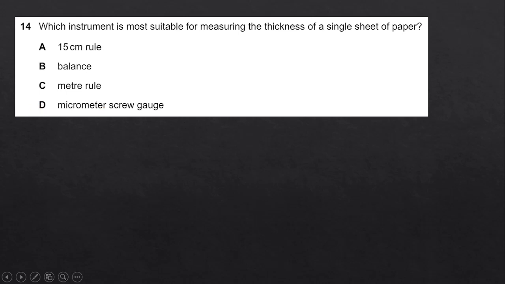Let's look at question 14. Which instrument is most suitable for measuring the thickness of a single sheet of paper? So the thickness of a single sheet of paper is very small, so we would use a micrometer screw gauge to measure the thickness.